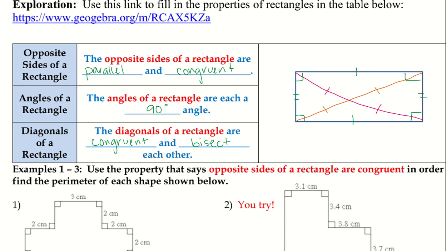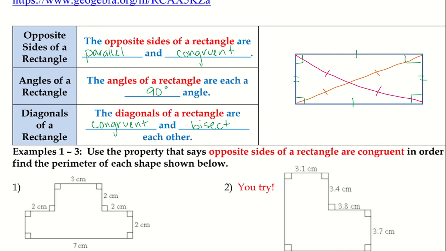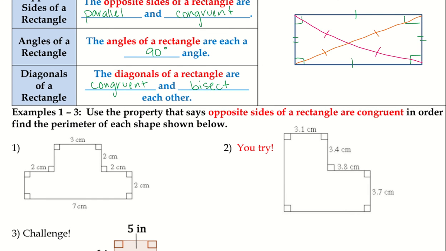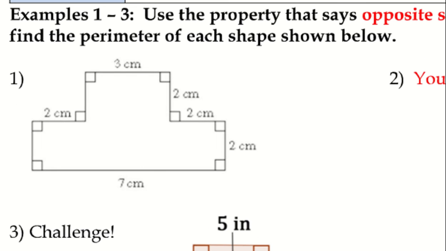All right, so we're using the property that says opposite sides of a rectangle are congruent in order to find the perimeter of each shape below. If we see here, we have this larger shape, but if I were to cut this down like that, I know that this whole side, even though it's cut in the center here, we have 2 centimeters. I'm going to rewrite it on this side so they're a little bit closer. And 2 centimeters, which means the entire thing is 4 centimeters long.